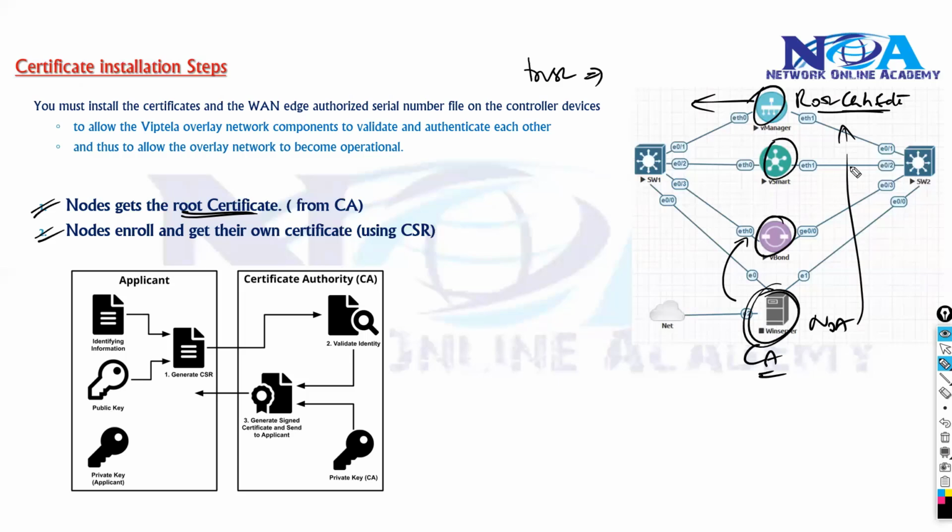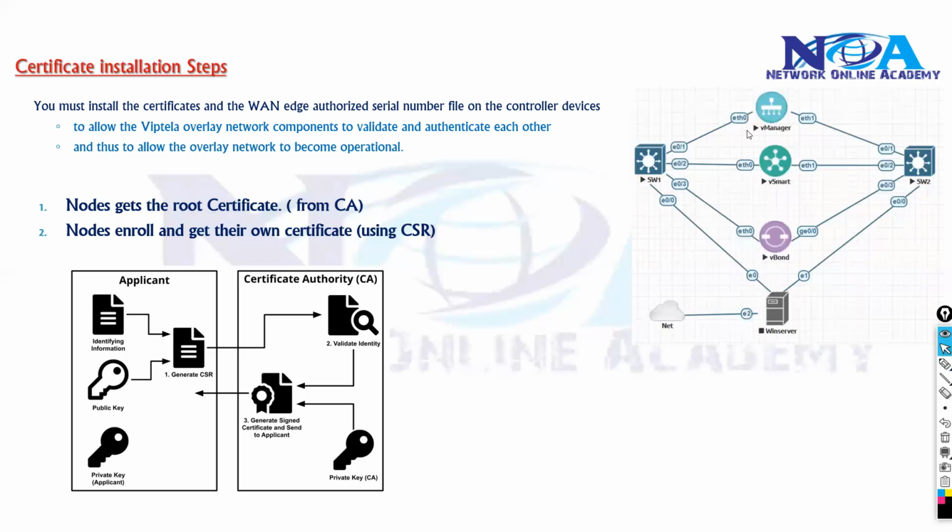And who will create the root certificate? The CA is going to create the root certificate, which we did already here. So this root certificate has to be distributed to all the individual nodes, where we have to copy or install that root certificate inside the individual devices here. So we'll be doing that in that process. So that's the first step. And the second step is each node needs to enroll its own identity certificate.